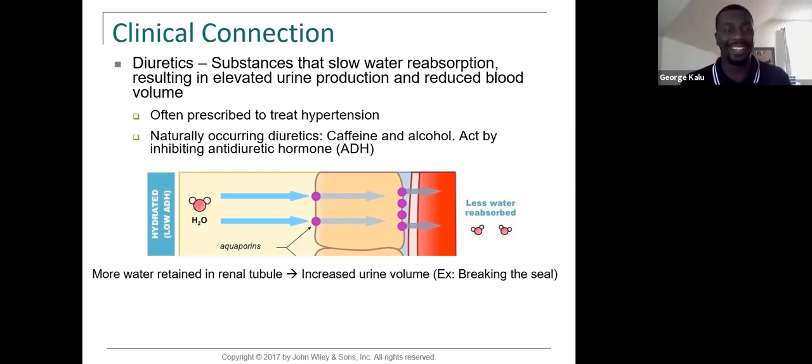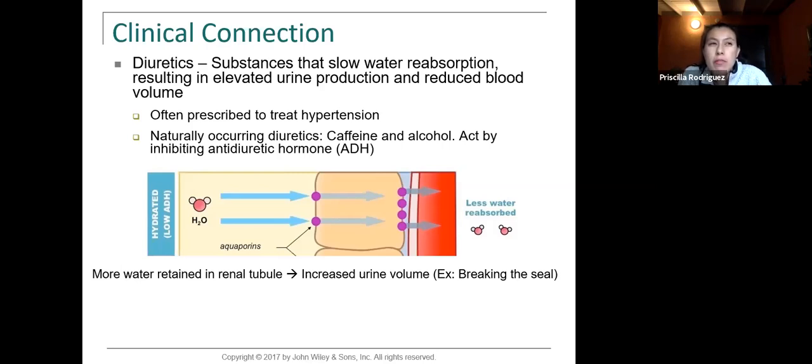Very good question there. I have a question also. For people who have high blood pressure and are on diuretics, are they at risk for not getting enough calcium or all those important ions? Would that be a consequence?